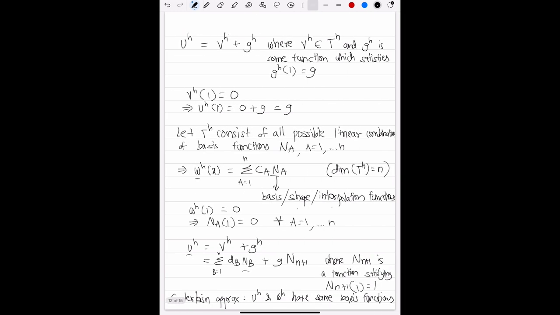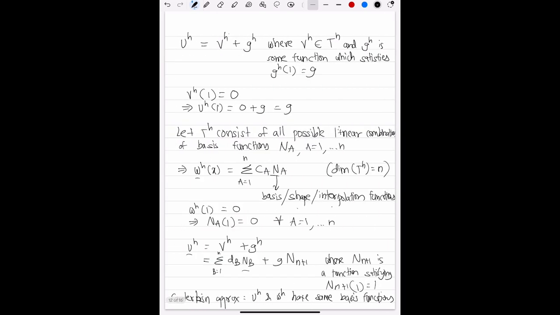Now we will substitute these expressions for the test function wh and the solution function uh into the weak form to help us discretize the weak form. So the weak form can be written as a of the approximate test function wh, comma, the approximate solution function uh is equal to wh, comma, f plus wh evaluated at x equal to 0 multiplied by h.